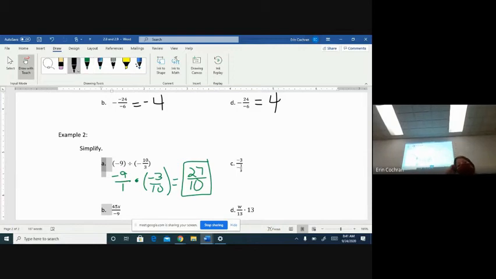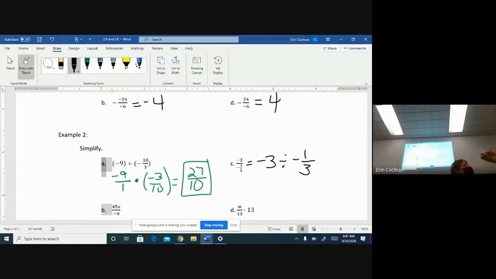All right, looking at C here. I hate when it looks like a fraction over a fraction, don't you guys? So I'm going to rewrite this and say this is -3 divided by -1/3. Does that look a little bit better? Yeah, I like the way that looks.